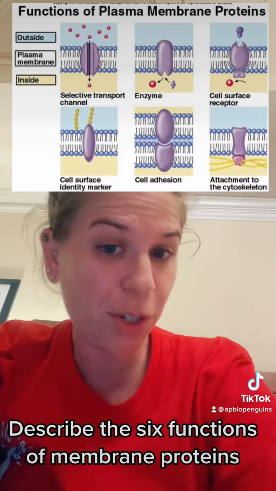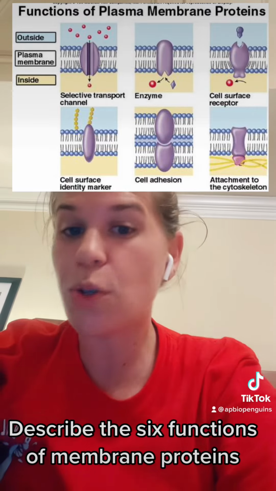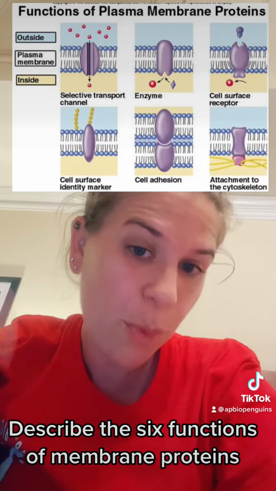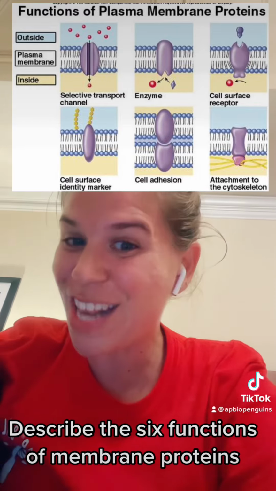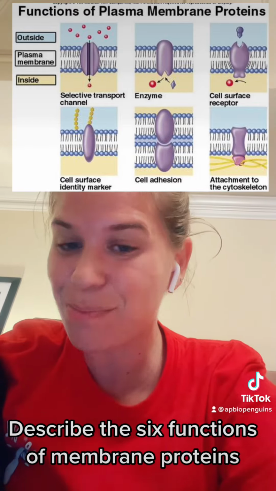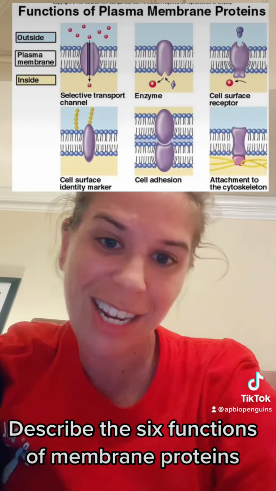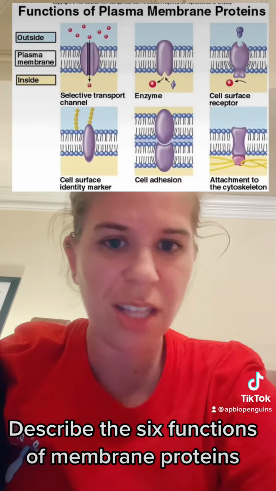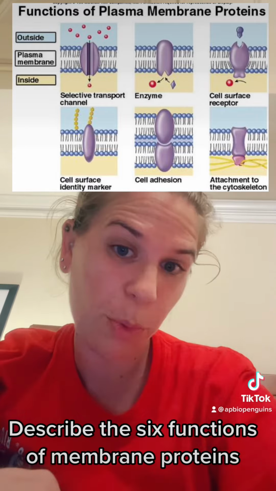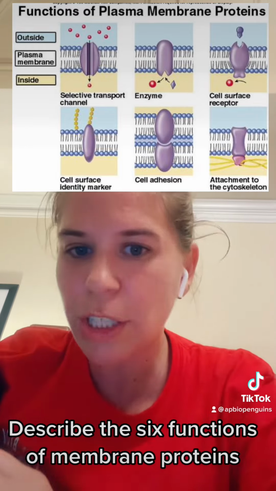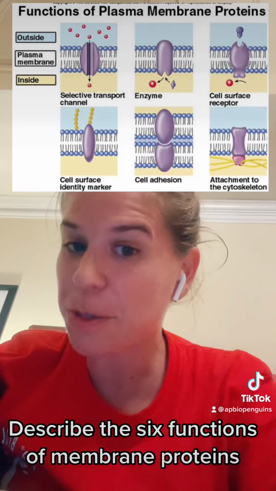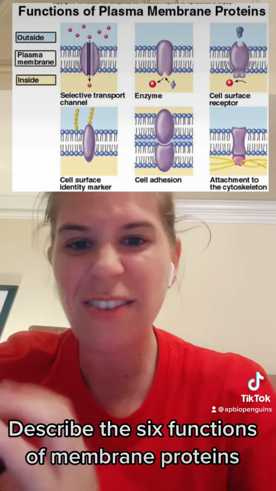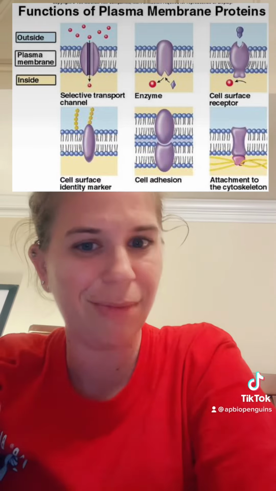We also have receptors, which can bind to a ligand to cause some type of signal transduction pathway, which we'll talk about later. Proteins can act as a cell surface marker, for cell recognition, to recognize our own cells from pathogens and to let cells interact with one another. There's cell adhesion, holding two cells together, and attachment to our cytoskeleton, which gives rigidity and support to different cells.